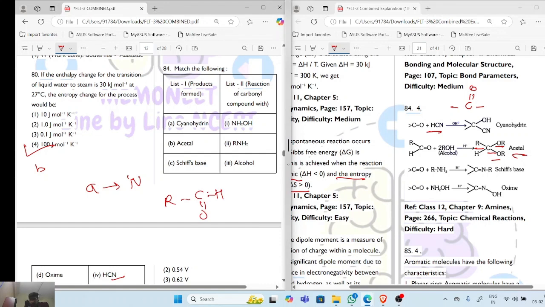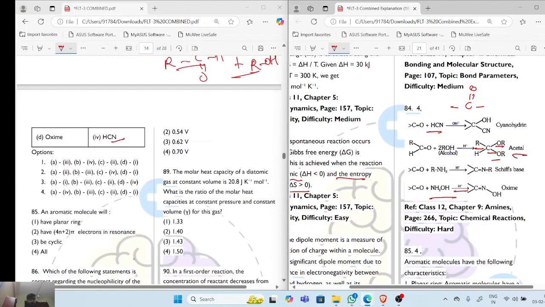Okay, so B can be formed by aldehyde and ROH, which means alcohol. So for acetal it can be option number 3. Now Schiff's base can be formed by reaction of ketone with RNH2 in the presence of H plus ion. And option number 4, which is oxime, can be formed by NH2OH with H plus ion. So by matching all this we will get option number 4 as our correct answer.